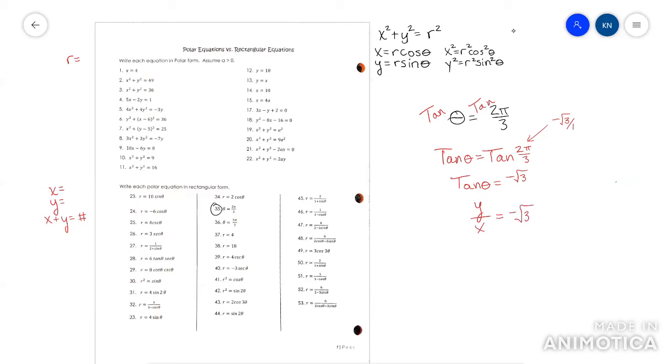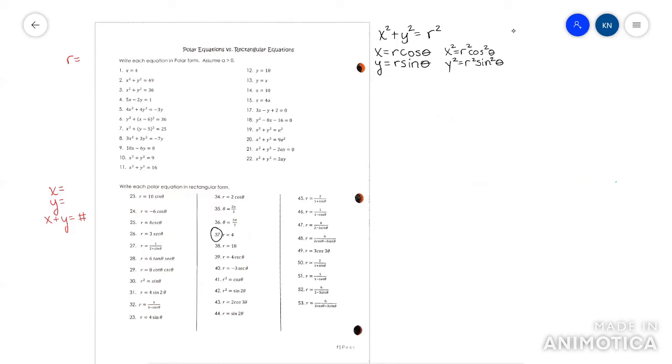And so once you get here, you can clean it up a little bit to isolate the y if you want. So you can times by x on both sides. You would get negative root 3x. So for these, if they just give you theta, you have to hit it with the tan. I know, it doesn't make any sense. You just have to know what to do there. Let's look at another weird scenario that you might come across.